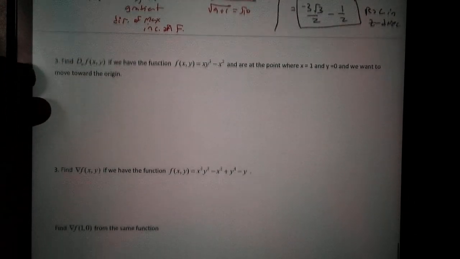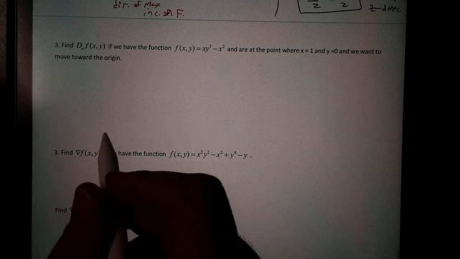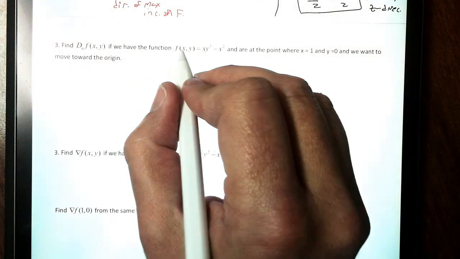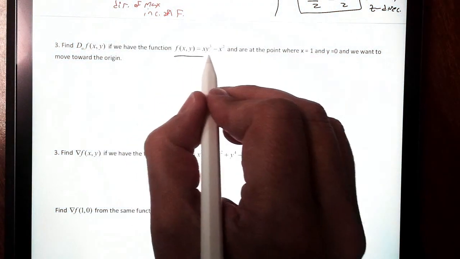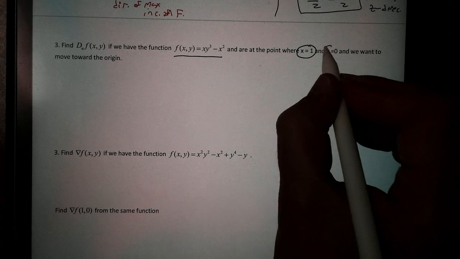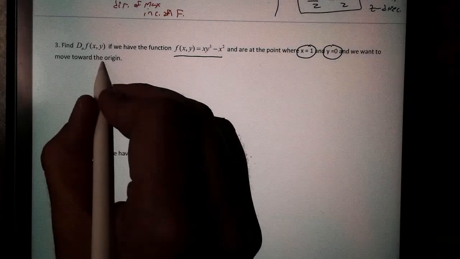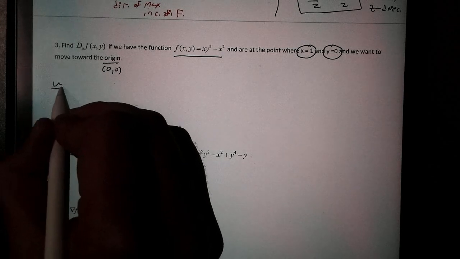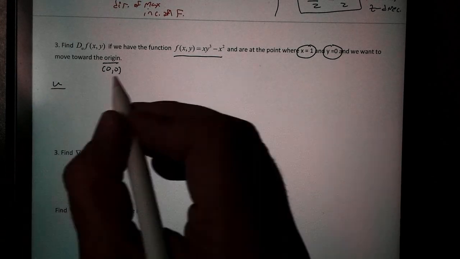So let's take a look at number 3 here. The next number 3, can't count. So it says to find the directional derivative if we're given our function here. Again, we're at the point x equals 1, y equals 0, and we want to move towards the origin. So of course the first thing I want to find is u, my direction vector. So that's not too hard to do.